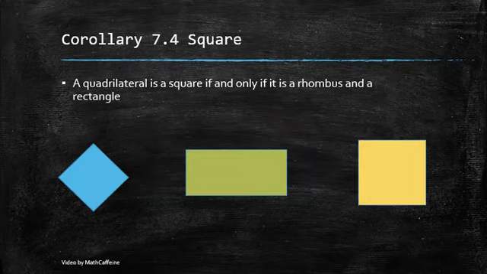The final corollary states that a quadrilateral is a square if and only if it is a rhombus, meaning it has four congruent sides, and is a rectangle, meaning it has four right angles. The blue quadrilateral is a rhombus because all four sides are congruent. The green quadrilateral is a rectangle because it has four right angles. Combining them, we get four congruent sides and four congruent right angles, so we know that this is a square.